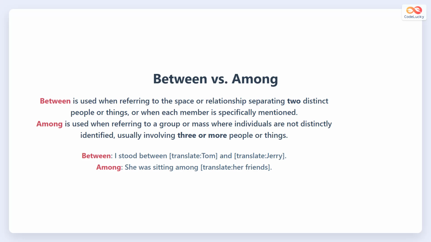Use between when you talk about two distinct people or things that you specifically name. Use among when you talk about a group of three or more where individuals are not separately identified.